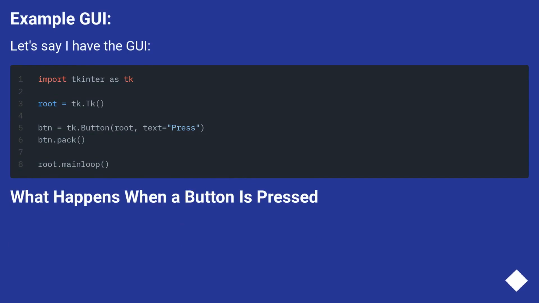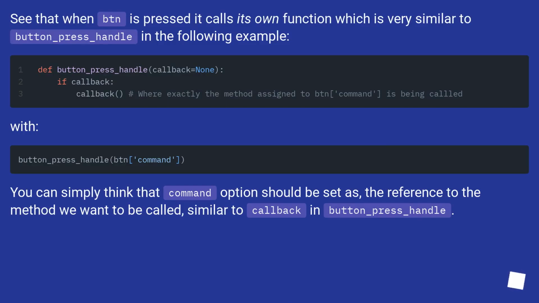Example GUI. Let's say I have the GUI. What happens when a button is pressed? See that when btn is pressed it calls its own function which is very similar to button_press_handle in the following example. You can simply think that command option should be set as the reference to the method we want to be called, similar to callback in button_press_handle.